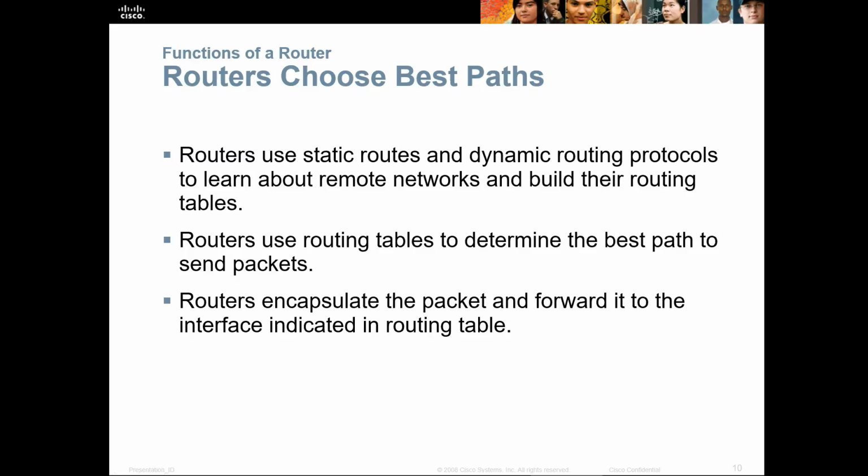Routers choose the best path. Routers use static routes and dynamically learned routing protocols to learn about remote networks and to build their routing tables. Routers use routing tables to figure out the best path. That means if I have a packet, how do I get it from me to my destination? The router will choose the best path. Routers will encapsulate the packet and forward it to the interface indicated by its routing table. That way, if a routing table has multiple pathways, it's going to use the best path that it knows to get the packet from A to B.